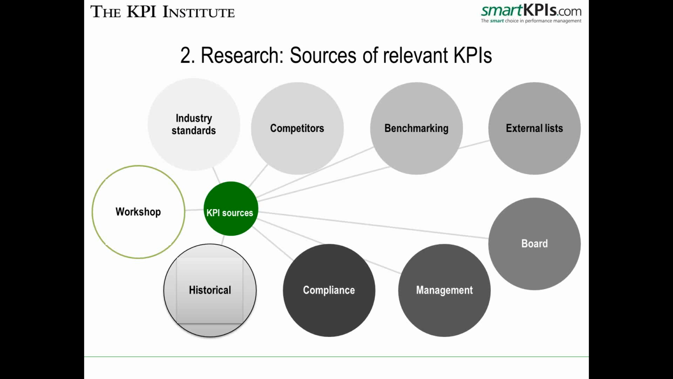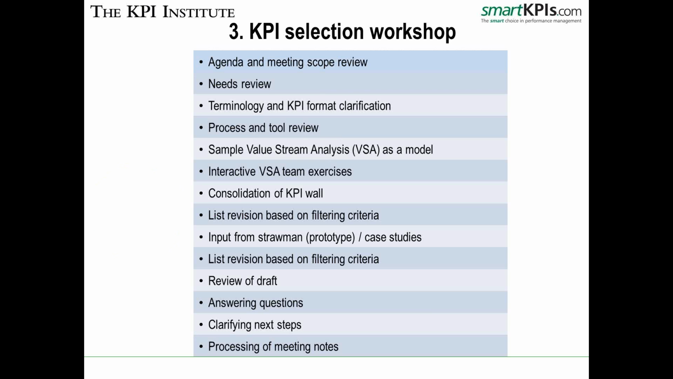But ultimately, the most important component that ties everything together is the workshop, the KPI Selection Workshop. So the research is an enabler of having a properly organized workshop in place. An example of what such a workshop would consist of is available on this slide, where we have listed the main topics to be covered during such a KPI selection workshop.